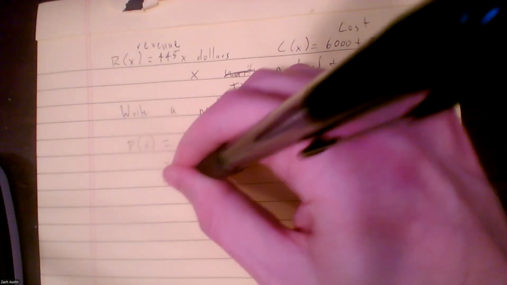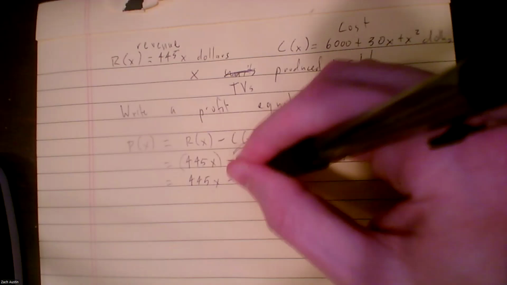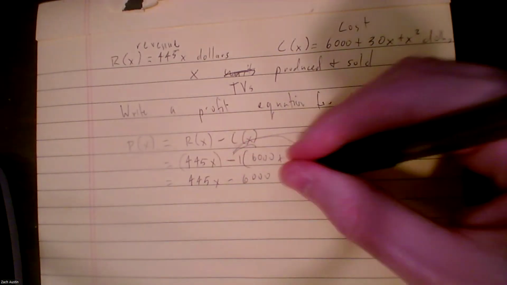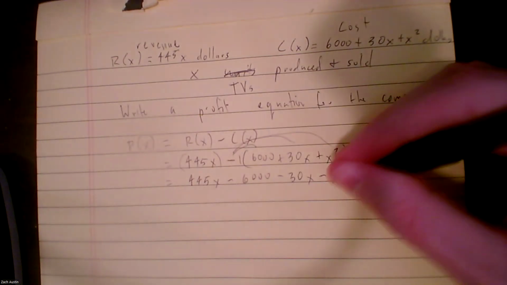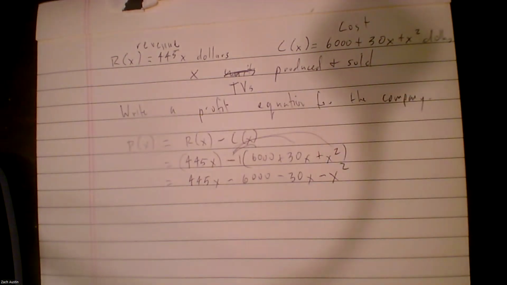So this one, nothing happens. There's nothing in front of the parentheses. I can just drop those off, but I need to distribute this negative across here in order to get my signs to work out correctly. And then -1 times x squared is -x squared.